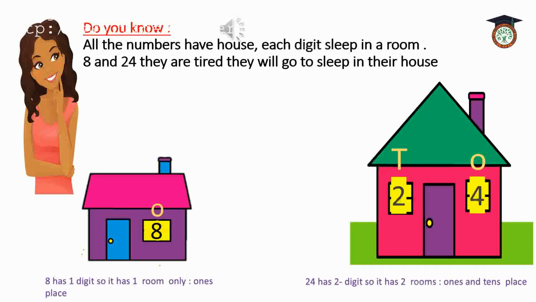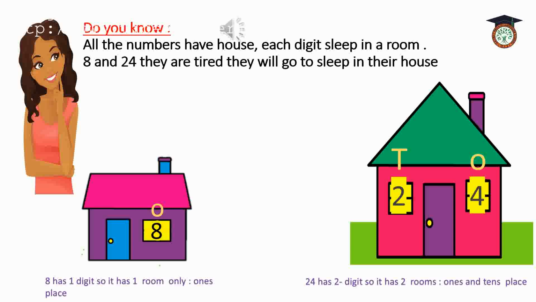Now, I'll tell you a story about numbers. Do you know that numbers live in houses like us? Once upon a time, number 8 and number 24 were so tired and they wanted to sleep. So the 8 went to its room and slept. But the 24, when it went to its house, found two rooms. And we said that every one digit number will sleep in only one room, because the room takes only one digit number because it's so small.